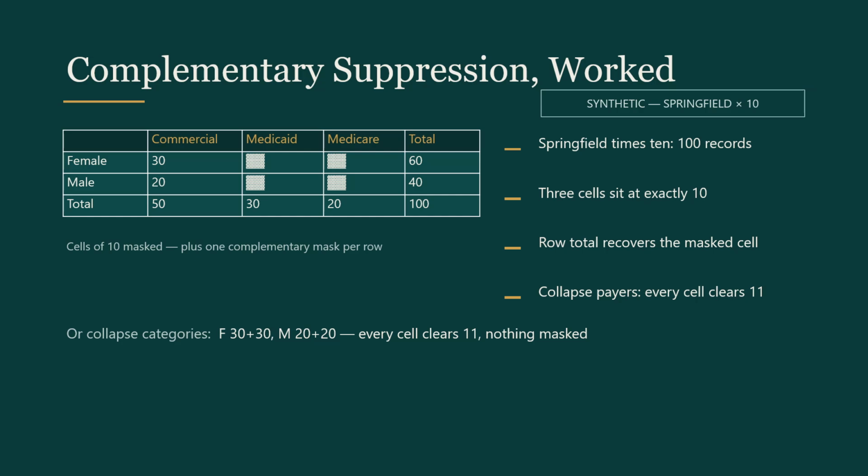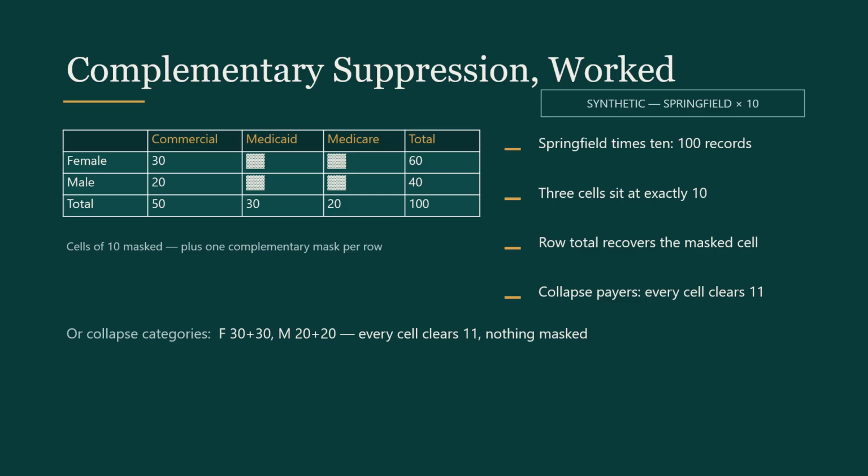Mask a second cell in the same row, the female Medicaid cell of 20, even though 20 was perfectly publishable on its own. Now the row tells a reader only that 2 hidden cells sum to 30, and the pair columns are similarly ambiguous, so no individual value is recoverable. Notice the cost. To protect a cell of 10, you sacrificed a cell of 20.